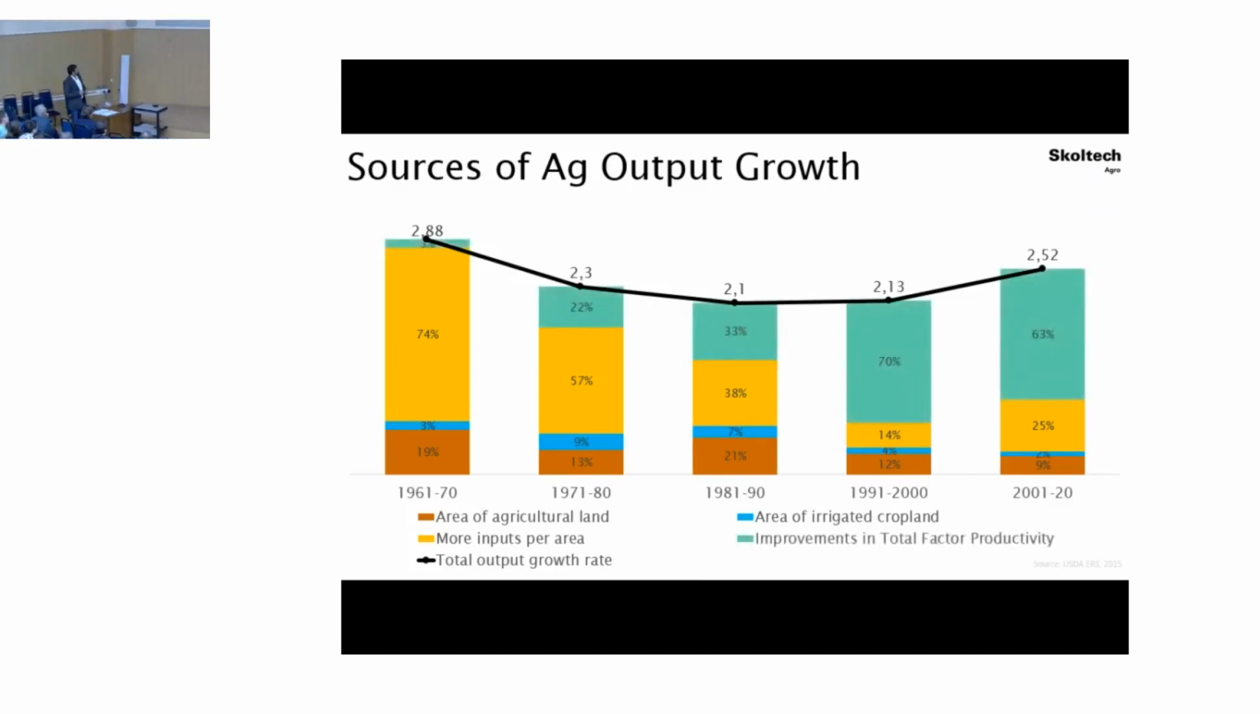And the factor that is contributing the most recently is what we call improvements in total factor productivity. So what is that? So you have better seeds, they are genetically improved, they are bred for certain locations. You have better management practices. You know exactly when to provide water, how much to provide, things like that. And also better fertilizers. So these are the factors that are contributing the most now, and we need to improve this section.